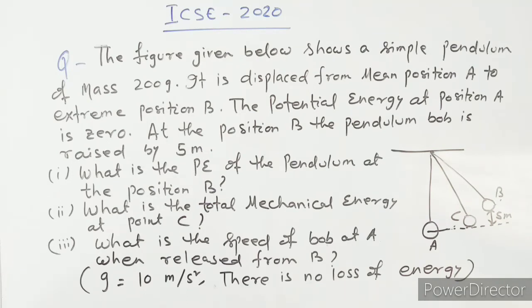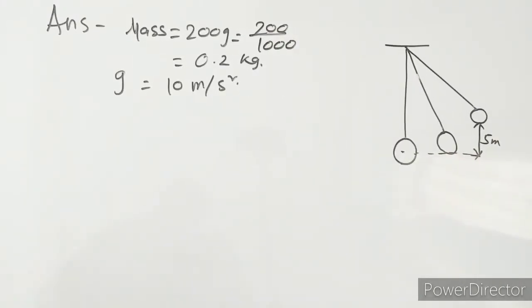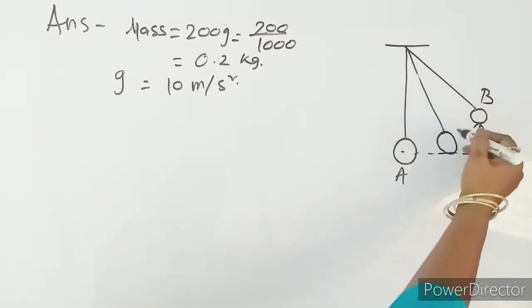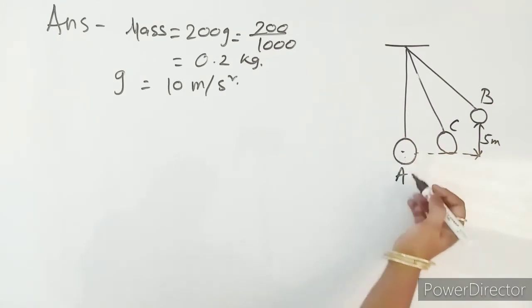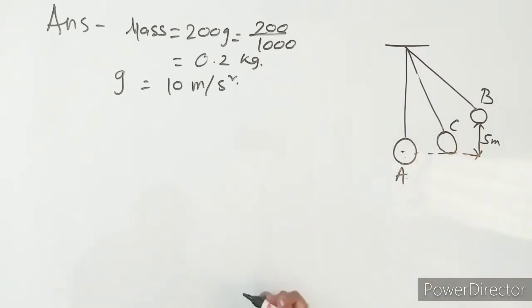This is a 2020 board question. See this question and take a screenshot. Here this is position A, this is position B, and this is position C. A is the mean position, B is the extreme position, and C is midway from the mean to the extreme position.